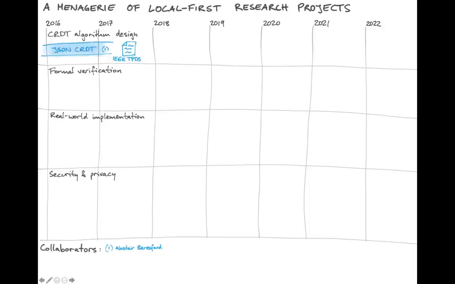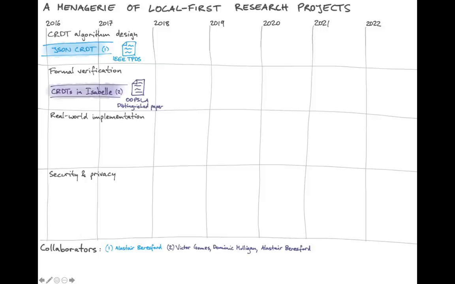So starting here, the way I came into this was developing a CRDT for JSON data. Previously there had been work on CRDTs for data types such as lists and sets and counters and registers and things like that, but it hadn't really been put together into a tree structure like a JSON document, where you can have arbitrarily nested lists and maps and other types of structures. So that was the first thing that I worked on in terms of CRDTs, and we published that in a journal in 2017.